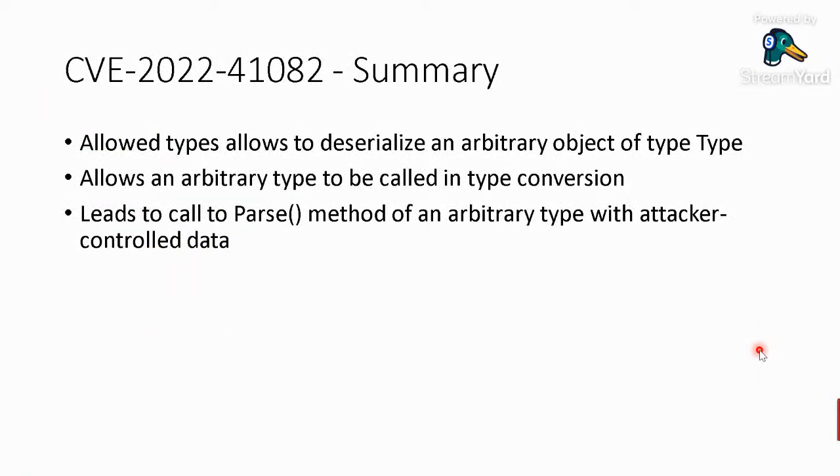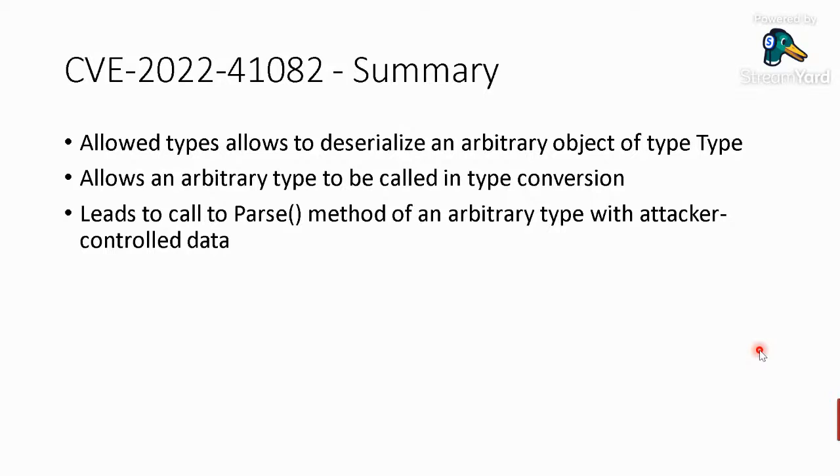So to summarize, what did we learn from this one? We learned that we don't want to allow our attackers to deserialize an arbitrary type. Because they'll be able to create a type that controls some interesting functionality. In this case, this type was used for a conversion process, and because this conversion process used the parse method as well, we can call parse for an arbitrary type with attacker control data, which is what we needed to get our deserialization.